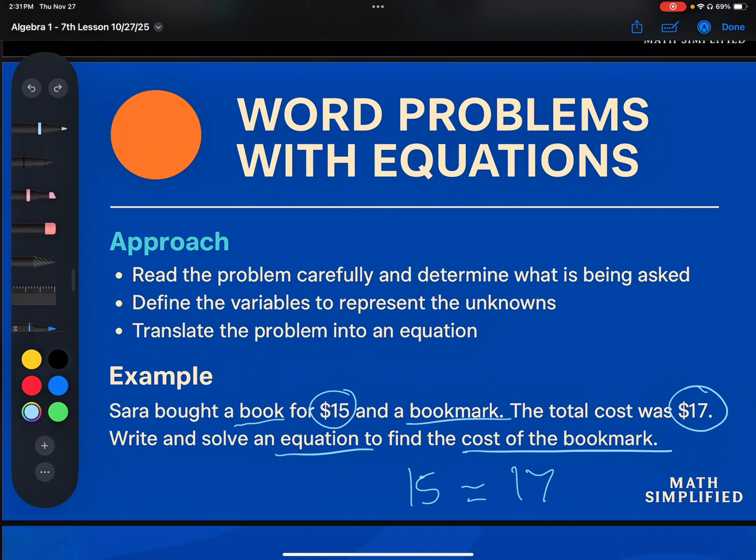And the reason why we're also gonna add it is because she bought both a book and a bookmark. When it says and, that means that we're combining two things. And when we combine, that means add, okay? So then write an equation to find the cost of the bookmark. Well, x plus 15 equals 17 because we're trying to find the bookmark. And since we also had to buy a book of $15, our total cost was 17.